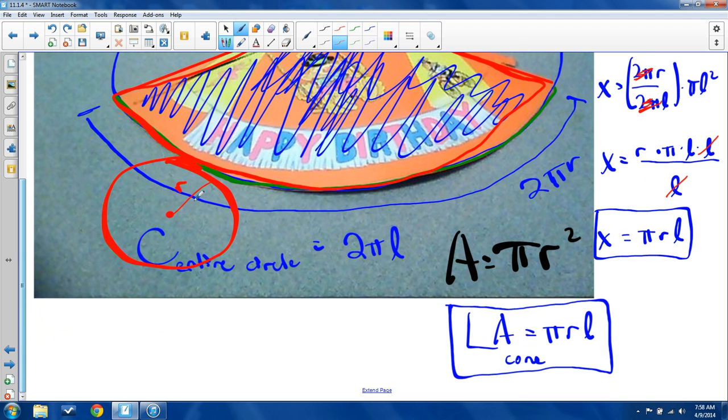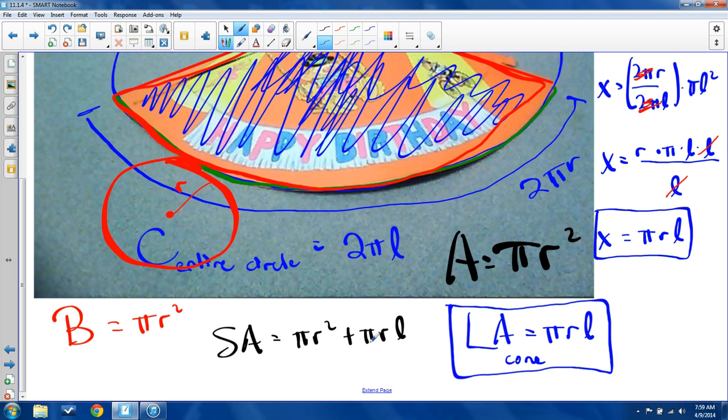Surface area also includes the area of this circle. The area of this circle, the area of your base, is pi r squared, where r is your radius. So your surface area, the whole thing, is pi r squared plus pi rL. It's the area of your base plus the lateral area. That's the surface area of a cone.